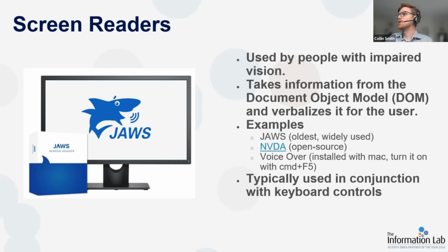Some examples are JAWS, which stands for Job Access with Sound. This is one of the oldest and most widely used private softwares. There's also NVDA, which is an open source screen reader. Sophie will drop a link to that NVDA in the chat. And there's also VoiceOver. So if you use Mac, you can just press Command and F5, and that will turn on VoiceOver, which is Apple's native screen reading application.